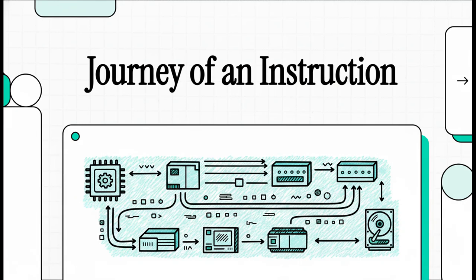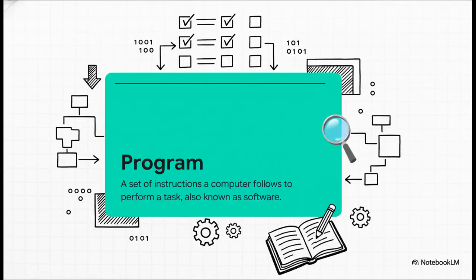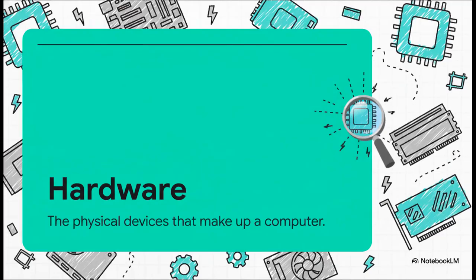Today, we're diving into the hidden world inside your computer. We're going to follow one instruction on its incredible journey from your mind to the machine. It all starts with a program, which is basically just a detailed to-do list for the computer. And it's the hardware, the physical stuff you can touch, that actually carries out that list.